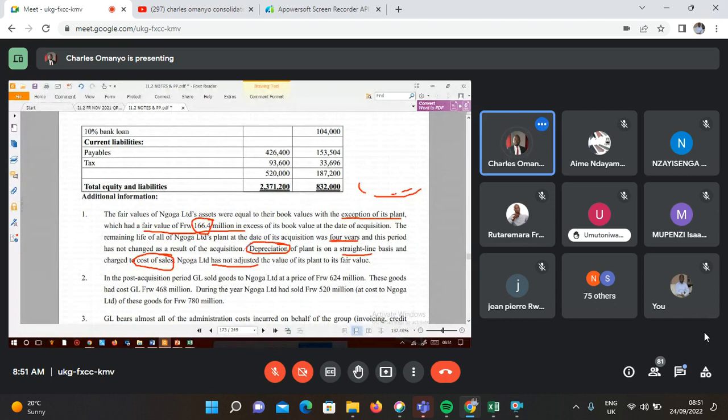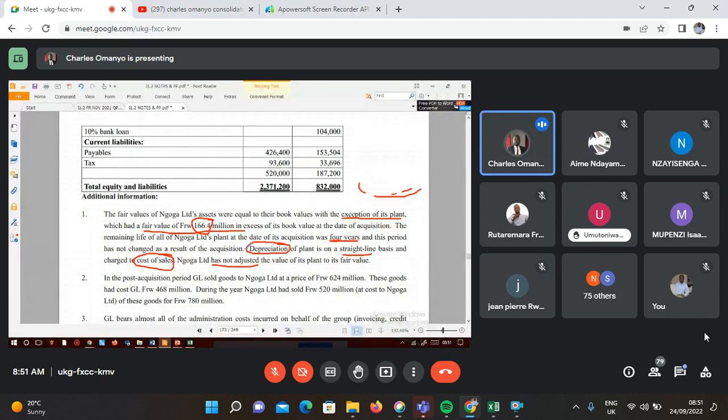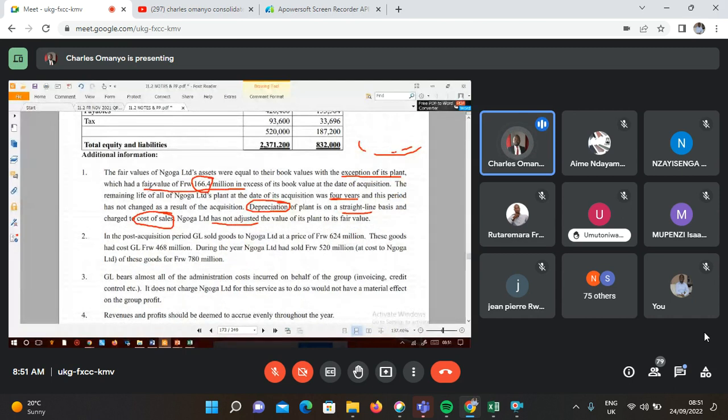After you have got the depreciation every year, you only calculate 9 over 12 of it. Why 9 over 12? Because we are only interested in the post-acquisition period. Let's now go and read the others. I'll come back to that.